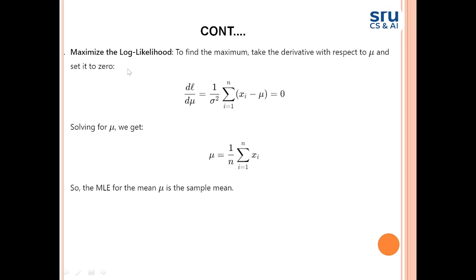Next, maximize the log likelihood. For this, we have to take a derivative with respect to mu and put it equal to 0. So by putting all these parameters for maximization equal to 0, we have to solve for mu. We are getting here mu is equal to 1 by n summation of i equal to 1 to n xi. So the maximum likelihood estimate for the mean mu is the simple mean.